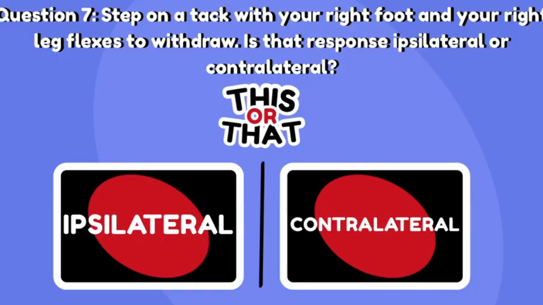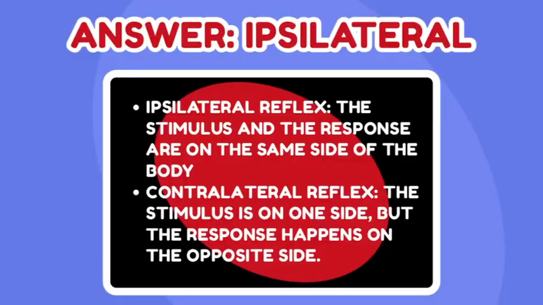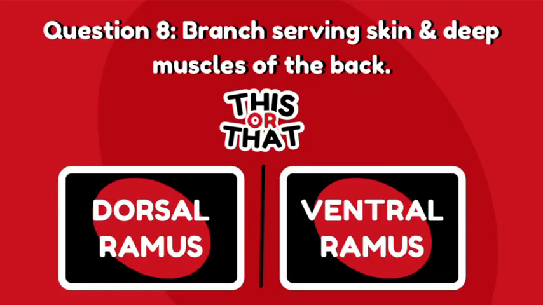Round 7. This or that. Step on a tack with your right foot. Your right leg flexes to withdraw. Is that response ipsilateral or contralateral? That reflex is ipsilateral because it happens on the same side as the stimulus. Yes, exactly.